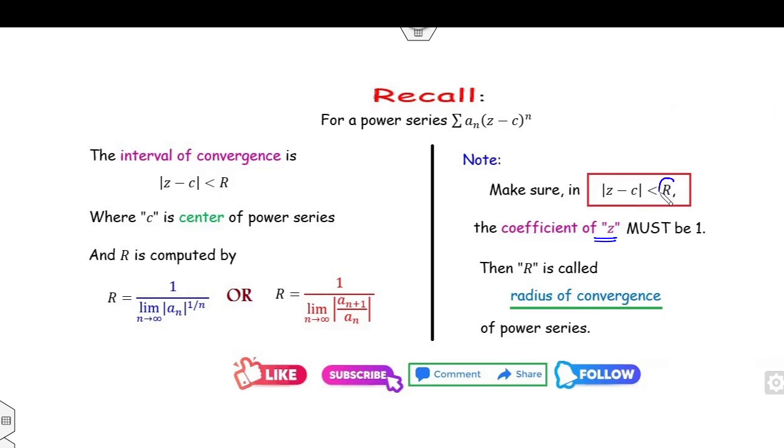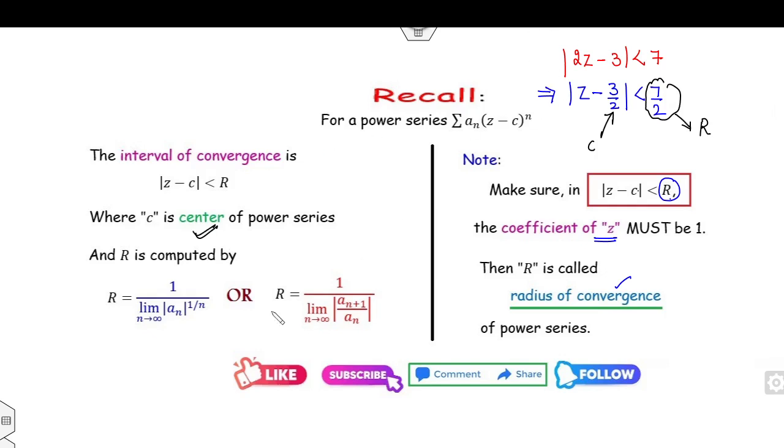Then if the coefficient of z is 1, this value of R is called the radius of convergence. For example, if I say |2z - 3| < 7, clearly the coefficient of z is not 1. So firstly you can make it 1 by dividing by 2 on both sides. In that case, your radius of convergence is 7 over 2 instead of 7. And this value 3 by 2 is the value of C, called the center of the power series.